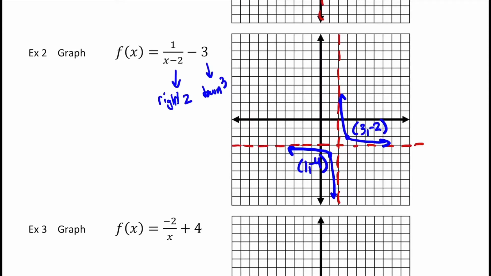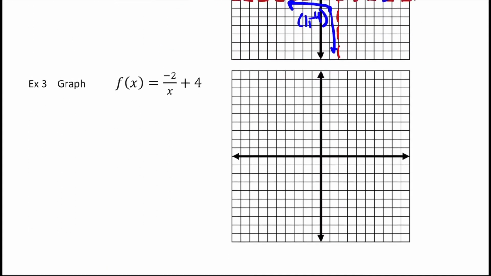Now, before you move on, especially if this is a quiz or a test, you want to verify you've done this correctly. You're going to check these coordinates into this original function. So I'm going to take a 3 and plug it in for the x here, and I better end up with a -2. If I put a 3 here, I get 3 minus 2, which is 1. 1 over 1 is 1. 1 minus 3 is -2. Well, that checks. Now let's take the 1 here, plug it in. 1 minus 2 is -1. 1 over -1 is -1. -1 minus 3 is -4. And that checks. So I'm pretty confident I did this correctly.